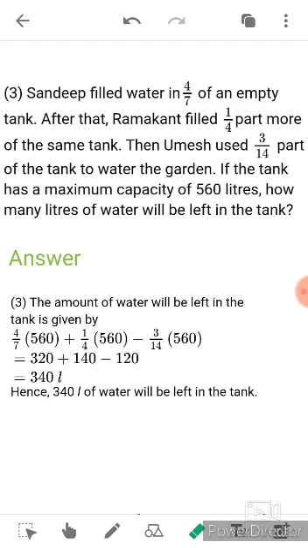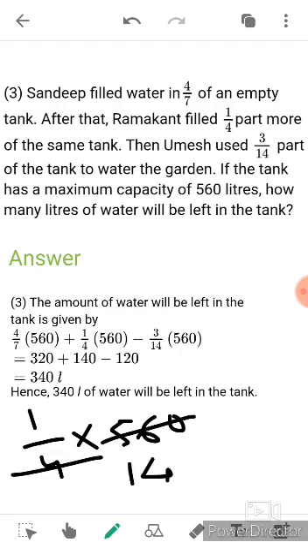This one is 1 upon 4 multiplied by 560. So divide by 4. So whenever we divide by 4, we will get 14. 4 ones are 4. 1 left. And 4 fours are 16. 0 as it is. So 140 liters here.